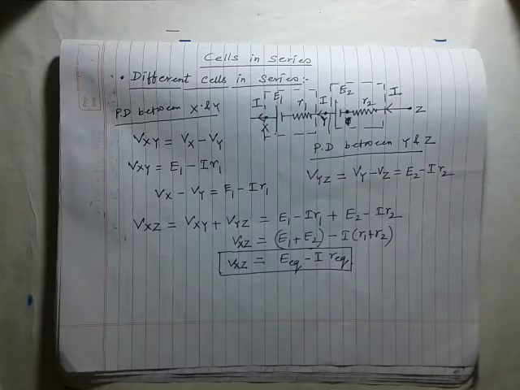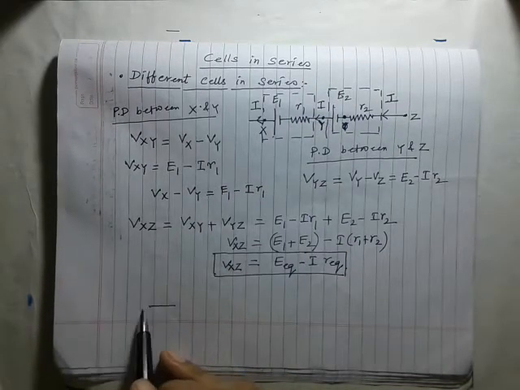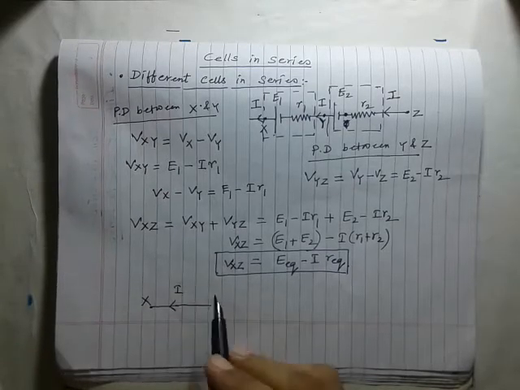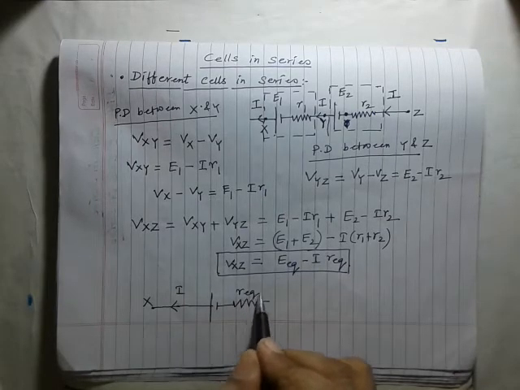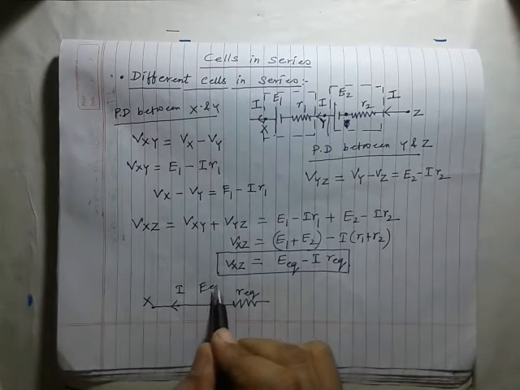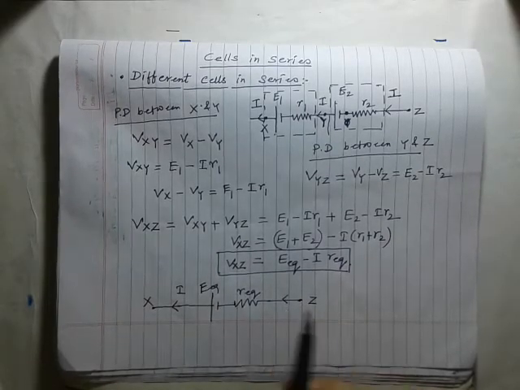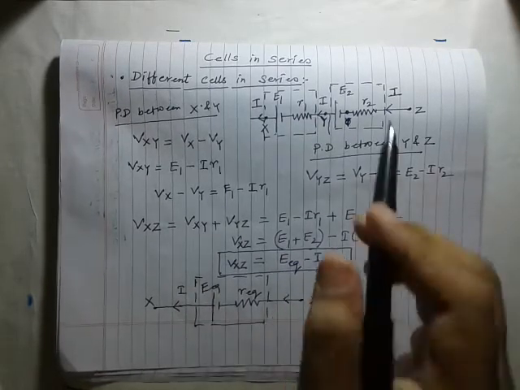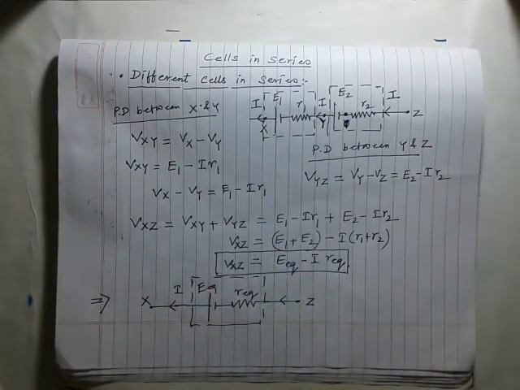So now what will be the circuit of this equivalent circuit? It will be here X, and the current I is here. Then with R equivalent, then you can write E equivalent, and it will become Z, current I. So this is the equivalent cell. That means instead of these two cells, we can connect this cell. So this is the equivalent circuit of this one.